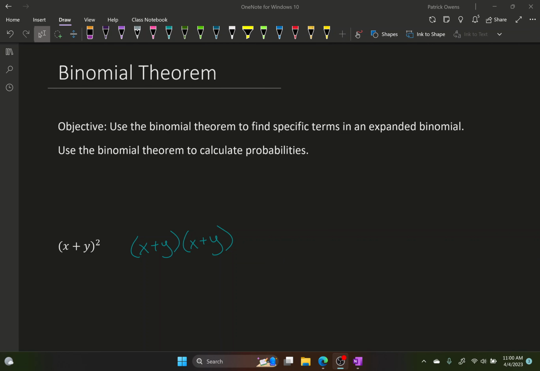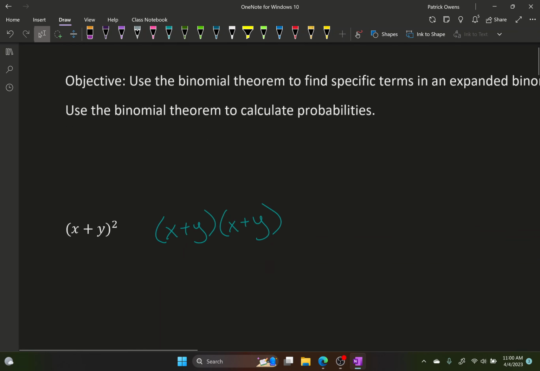Hello, today we are going to take a look at the binomial theorem, and at the end of this video you will be able to use the binomial theorem to both expand an entire binomial and to find specific terms or specific coefficients in that expansion, even if you don't complete the entire expansion. In the next video, we will take a look at how to use the binomial theorem to calculate probabilities in some real-world situations. The first thing we need to look at is expanding binomials.